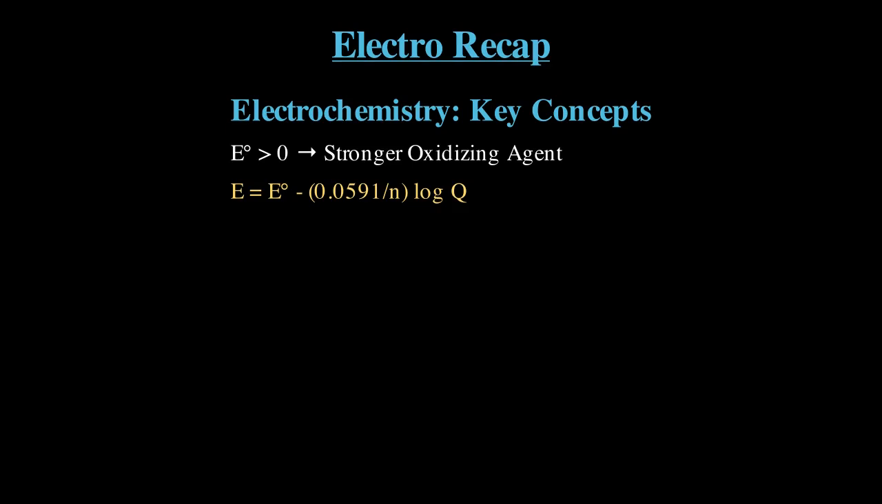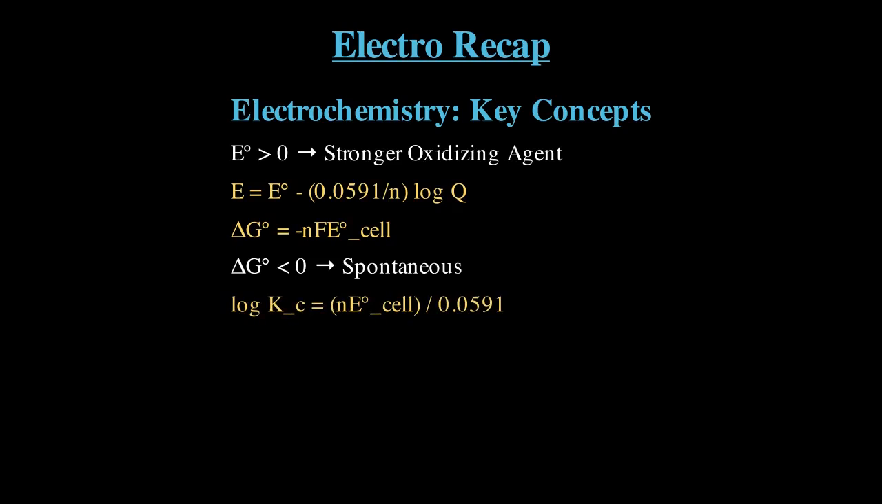Then, we connect to thermodynamics with two key formulas. For spontaneity, delta G naught equals minus nF E naught cell. Remember, a negative delta G is spontaneous. And to find the equilibrium constant, use log Kc equals n times E naught cell divided by 0.0591. Master these, and you're golden.